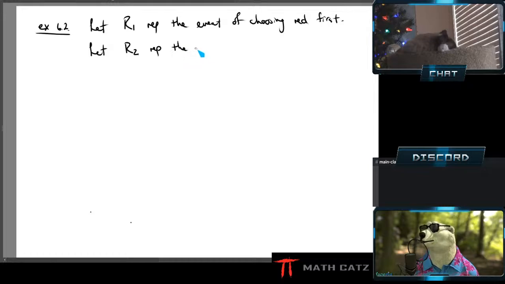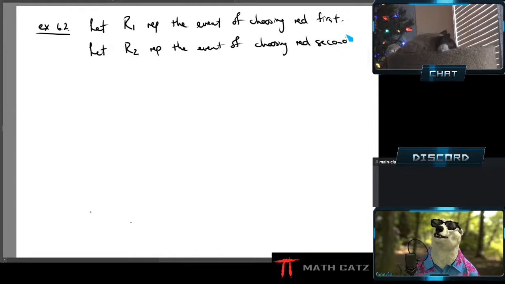R2 is going to represent for me the event of choosing red second. I just said I don't need a name for blue. This is not the only way to do it. You might focus on blue. You might make all four events. I'm just giving you options. Now let's map this out.